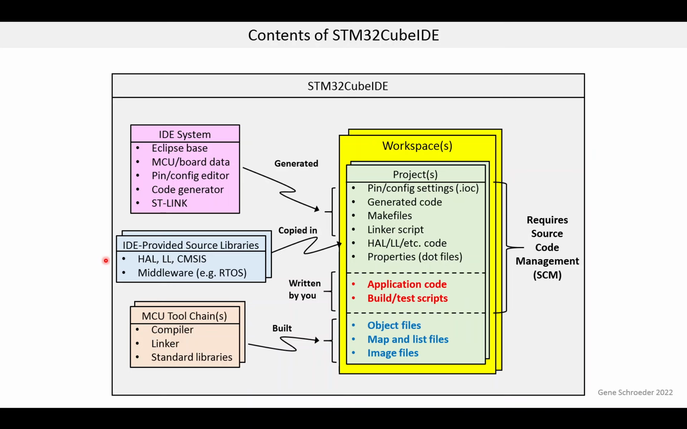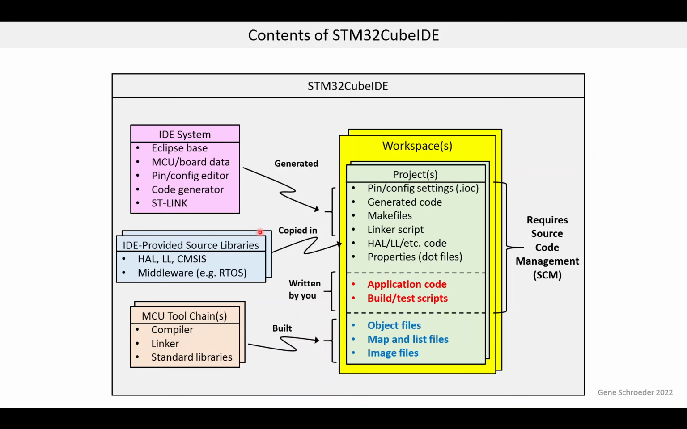Then there are middleware libraries for things like RTOS or maybe a file system or a TCP/IP stack. The IDE copies these software libraries into your project as needed based on which ones you've chosen. Notice I've shown multiple copies of these source libraries. This is because different MCUs have different libraries. So when you create a project for a particular type of MCU, the IDE will download the correct version of these libraries.